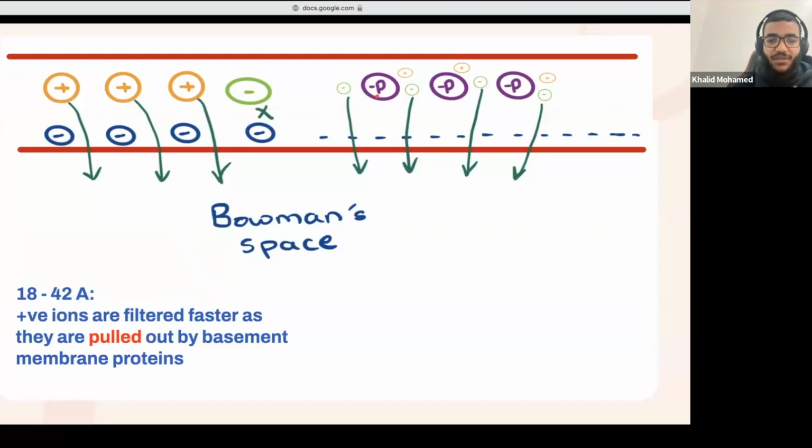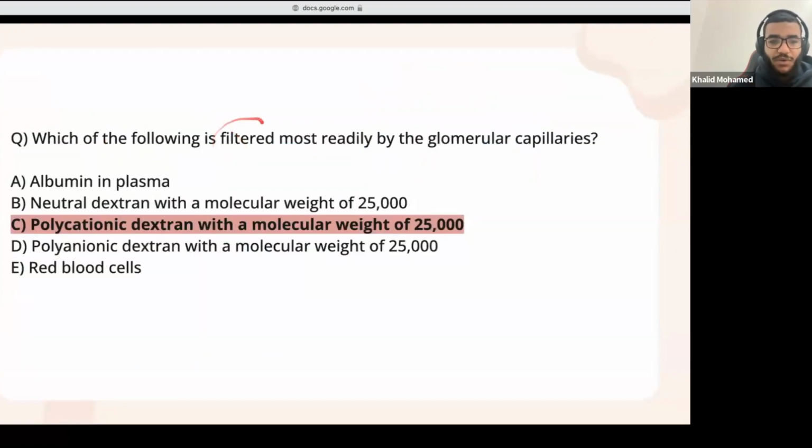So one of you might ask, why doesn't it apply to small ions as well? So small positive ions should be pulled out by the basement membranes as well. So that doesn't happen because they're simply too small for the basement membrane proteins to have an effect on. These small cations can't be pulled out by the basement membrane proteins because they're too far away. And so they don't have an effect on those cations, but they have an effect on the big cations.